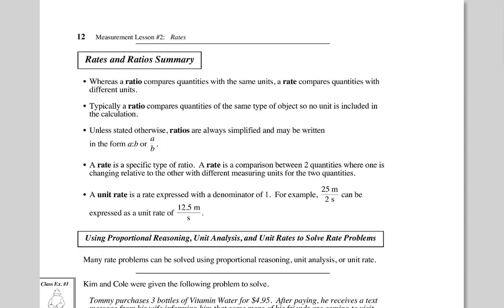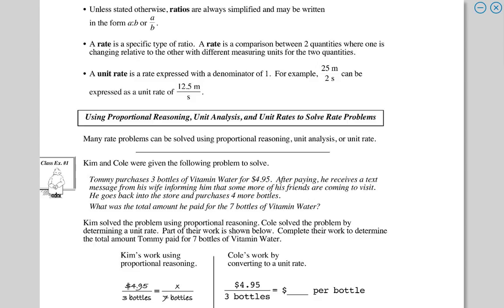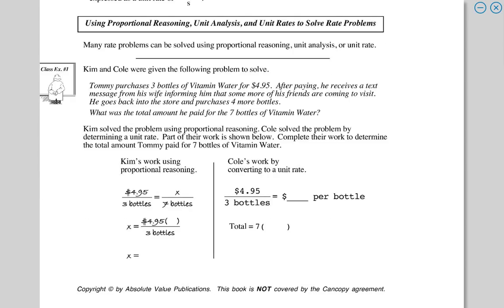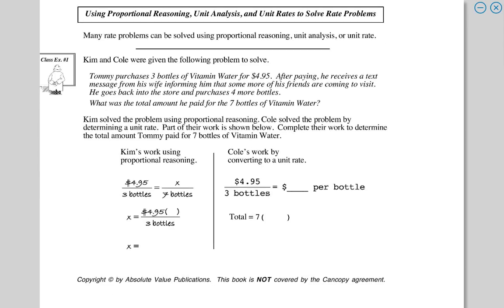Okay, so here's a nice little summary for you guys about ratios and rates. I don't think there's anything in here that is going to blow anybody's mind. This is all pretty straightforward stuff. Now, solving problems with rates is all cross multiplication. You can see here that Kim on the left side is using cross multiplication.